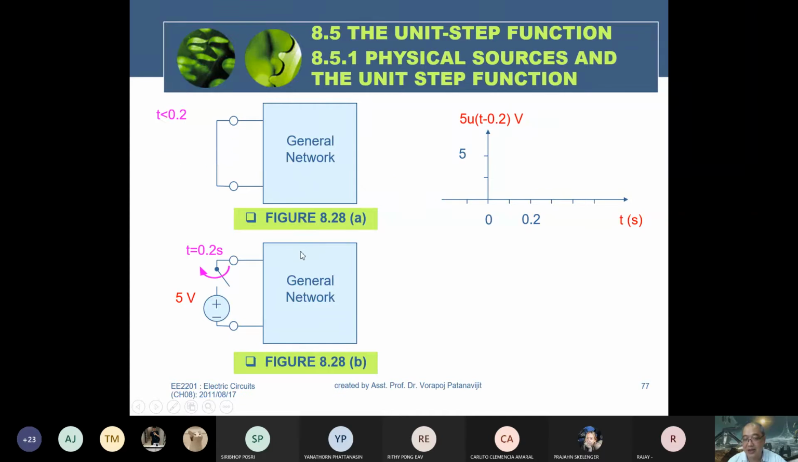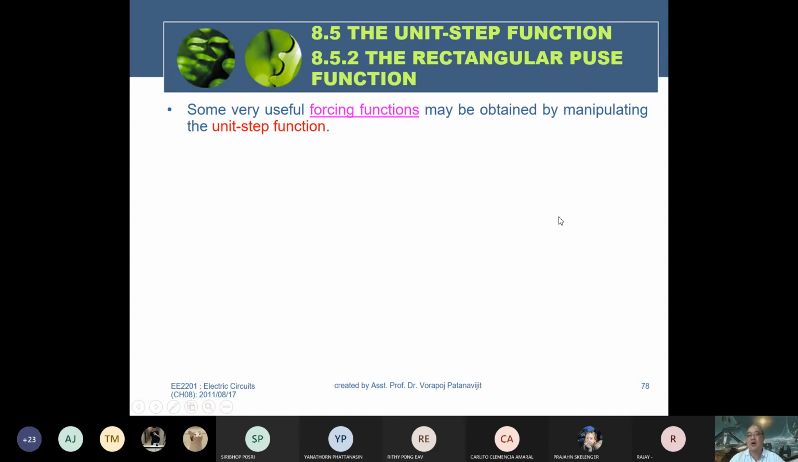Whether the question is written with the unit step function or the switch, it will provide you the same result, okay. Moreover, the unit step is one of the basic step functions that you must study in EMAT, and it is very powerful for modeling a complex signal, okay. Some very useful forcing functions may be obtained by manipulating the unit step function.